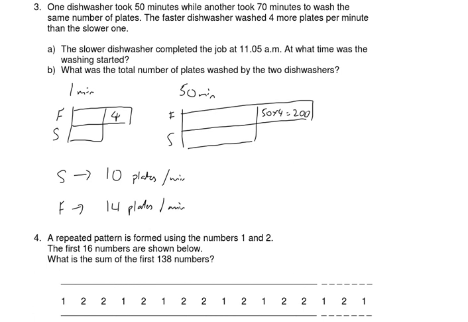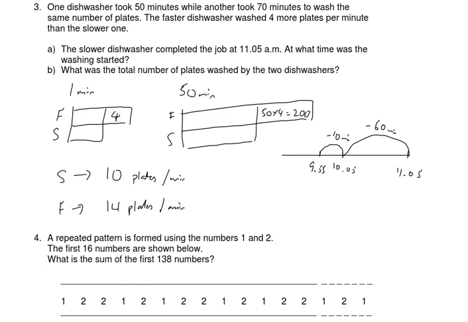So we know that the slower dishwasher completed the job at 11:05. At what time was the washing started? The first question is actually more of a time question, right? You just need to work backwards 70 minutes. So you need to draw a timeline, okay? In case you are unsure, I've seen that the presentation is still a bit poor on time. So we start off 11:05, we subtract 60 minutes, okay? It's 10:05, right? Then minus 10 minutes, it's actually 9:55. Okay? 9:55 AM. Remember the units are 9:55 AM.